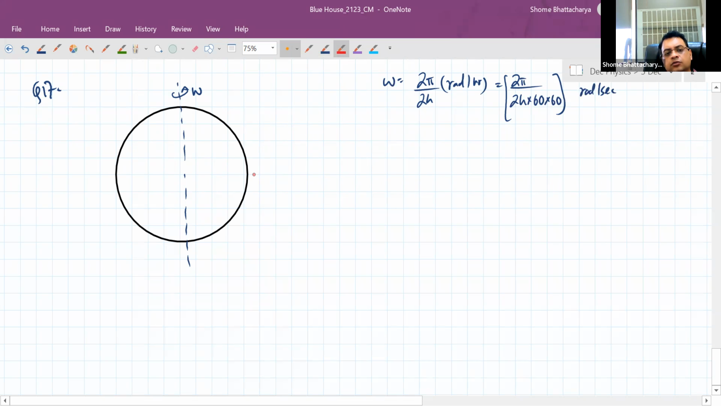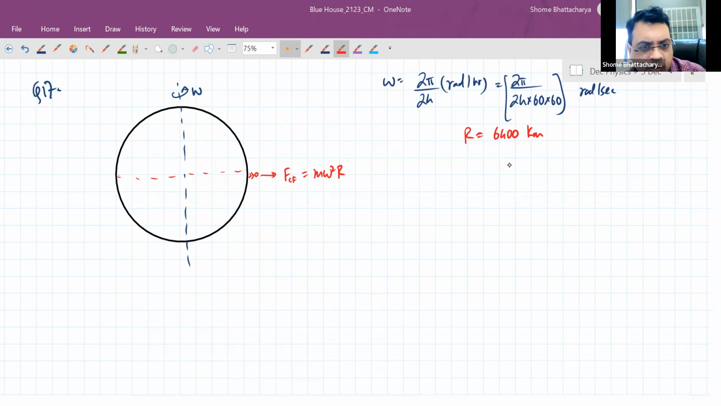Now for a person who's standing on the equator, in the frame of the earth, there is centrifugal force acting on him, which is equal to his mass into omega square into r, where r is the radius of the earth. That's approximately 6,400 kilometers. The question might not have given you the value, but it's a standard thing you can look up.